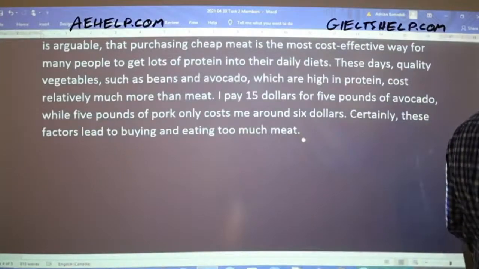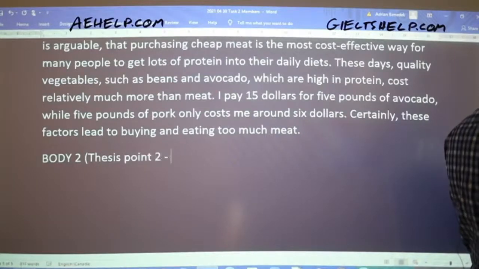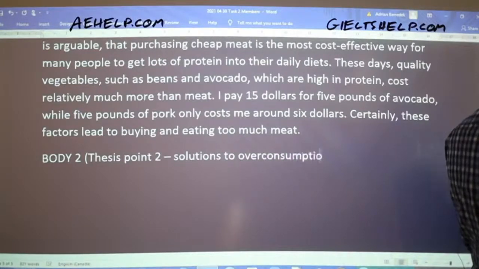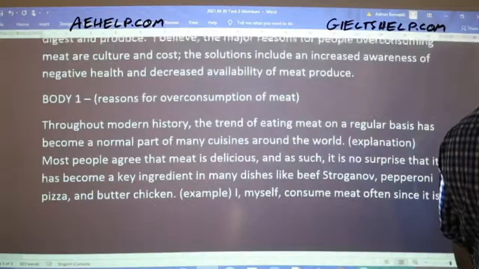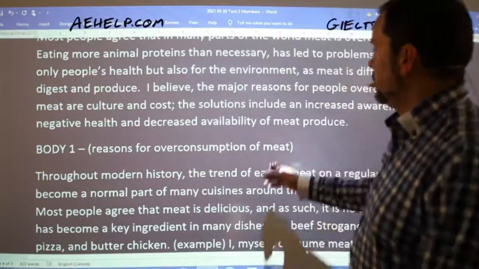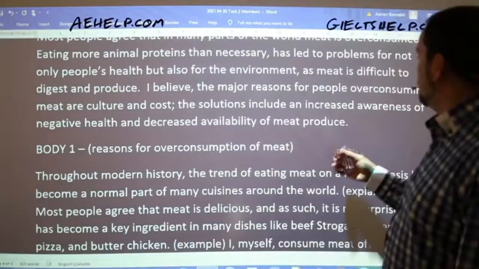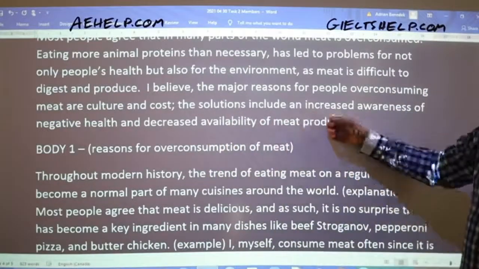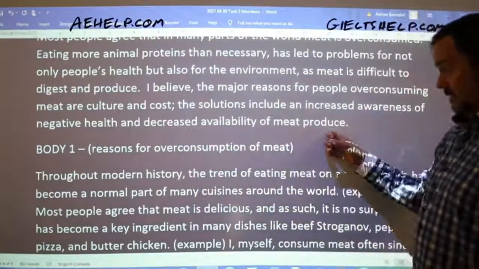So now body paragraph 2, no surprise, is going to deal with the thesis point 2, which is solutions to overconsumption of meat. Okay. And again, when you're doing this in the real exam, go back and look at your thesis point 2, okay? So make sure you review your thesis point so that you stay on topic. This is why it's a really good idea to write a direct thesis, okay? So the solutions include an increased awareness of negative health and decreased availability of meat produce.